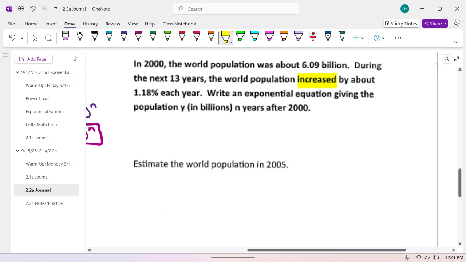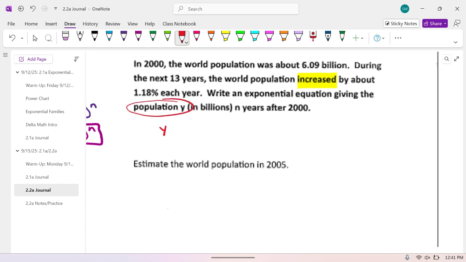All right, it's the growth. So we're dealing with A equals P times 1 plus R raised to the T power. So what did you plug in for your A value? Y. So that's the population. All right. It really doesn't matter variable wise. Typically, you just want to keep it to what it's asking for. So Y equals, what was your initial?